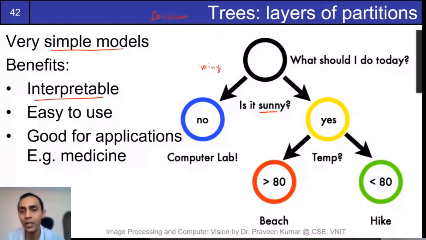So it is very easy to understand, and it has good application, especially in medicine. For example, as in the previous example of the sore throat and flu, if you construct a decision tree like this, a doctor will be more comfortable in using the prediction of this model, because he can go through what is the model that has been learned, and it makes sense to him from his own domain knowledge. And he will be more confident in using the output of this model, because it is more explainable and more interpretable.